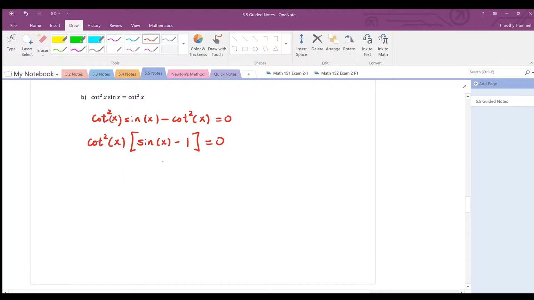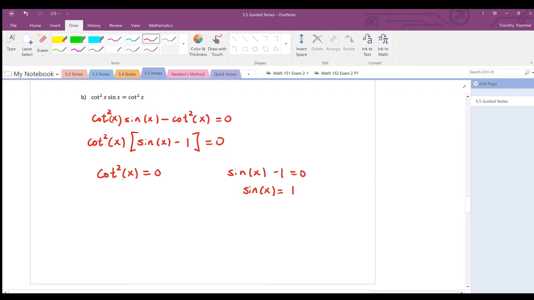All right, now that we have this factored and set equal to 0, we can do just like we did in the other one. This must mean that we can find some solutions by solving this equation, right? Because if cotangent squared of x is equal to 0, then all this will be equal to 0. And the other option is if sine of x minus 1 is equal to 0. That would also result in a solution to this equation up here. Okay. So let's go ahead and solve these. This one here on the right, all we need to do is add 1 to each side.